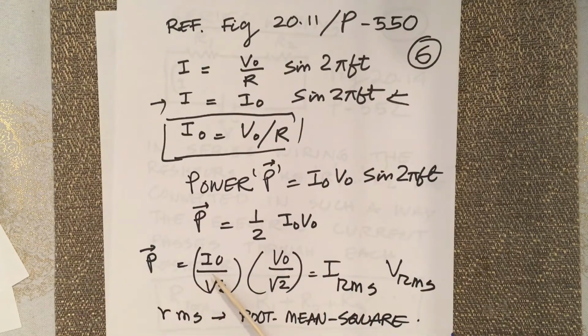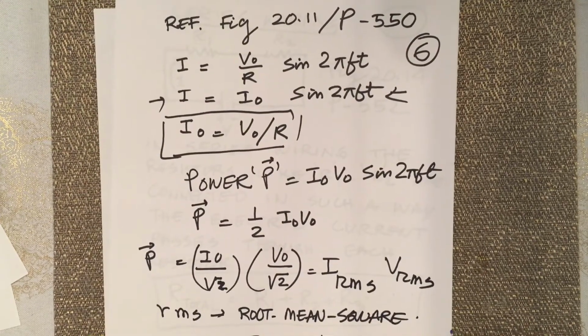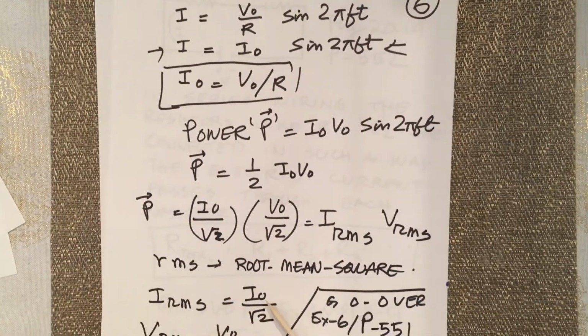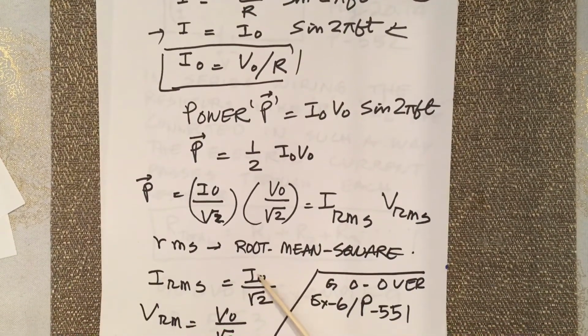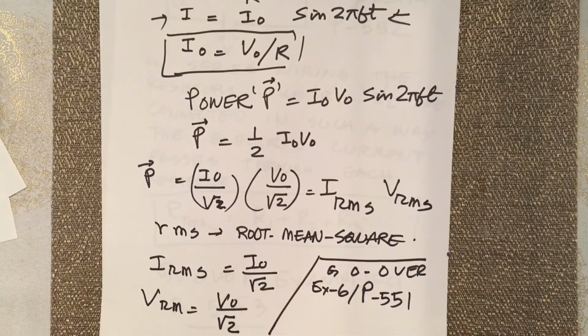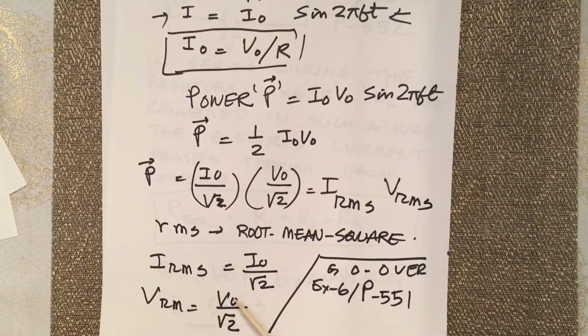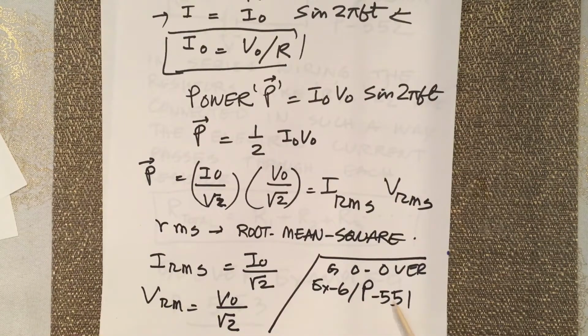So P will be I0 over root 2 times V0 divided by root 2, which is defined through IRMS. RMS means root mean square. So IRMS will be equal to I0, which is your initial current, divided by root 2. VRMS will be V0 divided by root 2. Go over the example 6 on page 551.